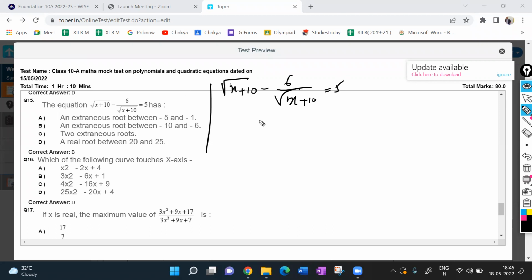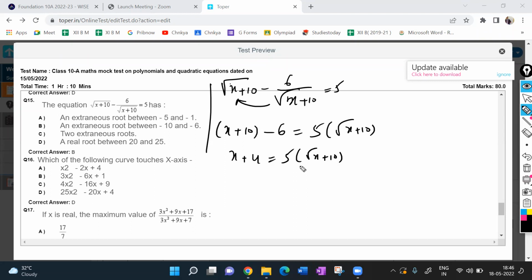Okay, beta, what I do here is cross multiply. Multiply this, what are you left with? x plus 10. Beta, root x into root x gives me x only, right? Now square root of x plus 10 into square root of x plus 10 gives me x plus 10. Do you agree with my point? Minus 6 is equal to 5 times the square root of x plus 10. So here x plus 4 is equal to 5 times this one. Now what do I have to do here?